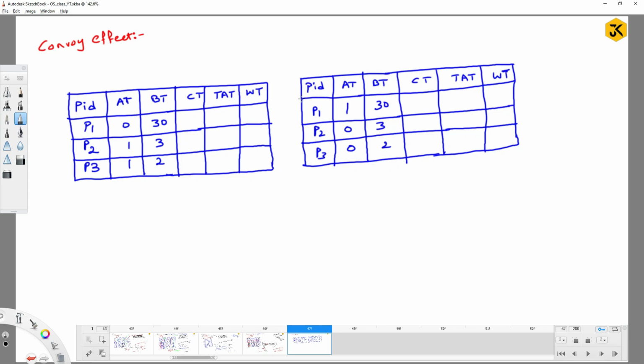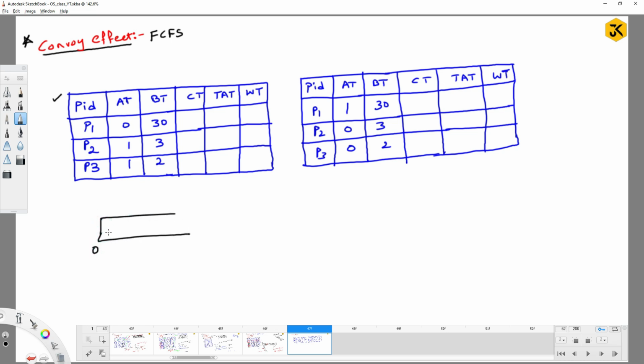Hi everyone, welcome back. Let's see one of the drawbacks of FCFS, that is the convoy effect. Before going to the definition of convoy effect, let us solve this particular example using the FCFS algorithm. To solve the first one, I will try to draw the Gantt chart.